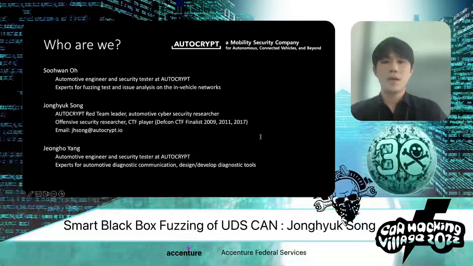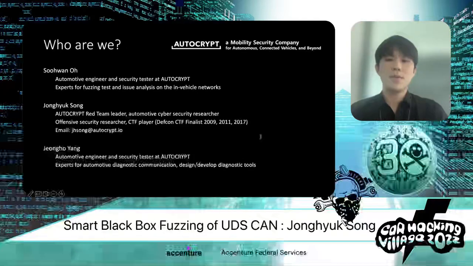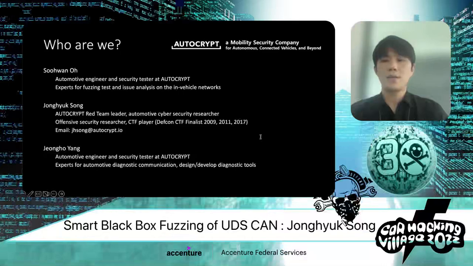So, who are we? We are all Red Team and Blue Team members in OutCrypt. OutCrypt is a mobility security company, and recently we focus on automotive cybersecurity. We have conducted fuzzing tests and pen tests with automakers and tier suppliers. Also, we are currently developing a fuzzer specialized for vehicles. So in this talk, I would like to share tips and know-how that we have experienced during fuzzing tests in the automotive industry.